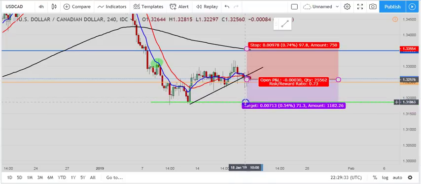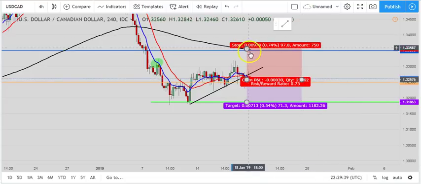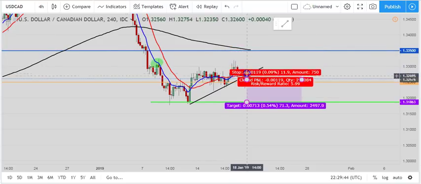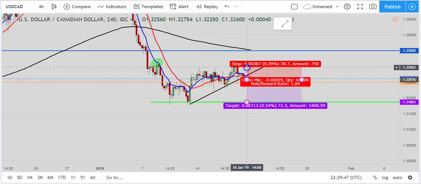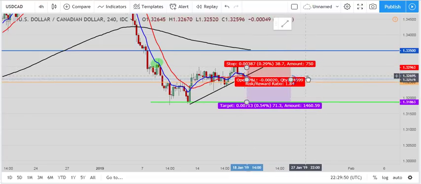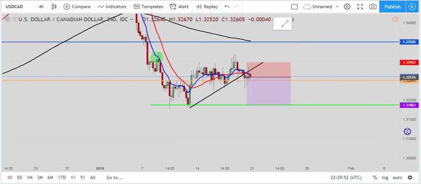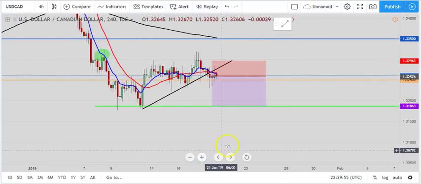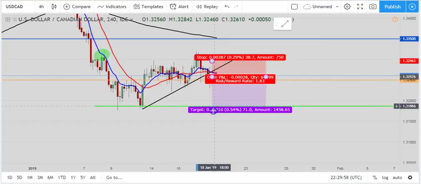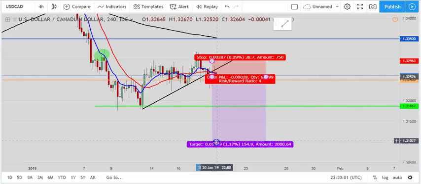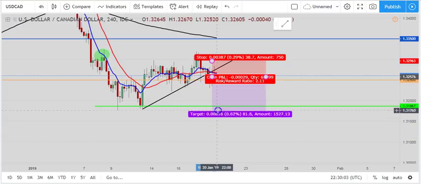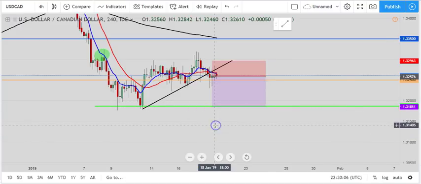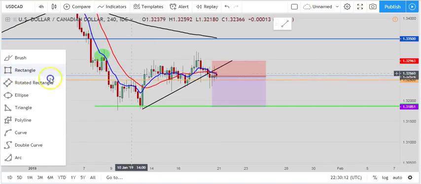This is going to be my first target, 71 pips. Enter the trade here, and my stop loss is going to be just above the shoulder, probably 38 pips. Let's look at this and see how it's going to look. This is going to be my first target. This will be my second target right here, 153 pips. So this is it. 72 pips first target. Let's look at the head and shoulder and see how it correlates with this.